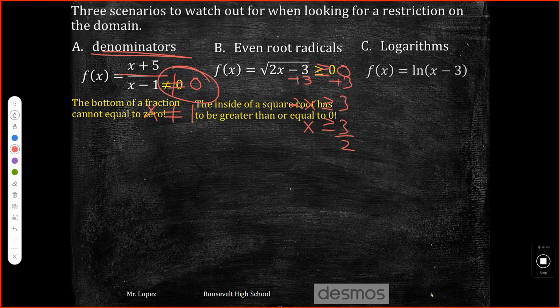And for logs, the inside here has to be greater than 0. So we're going to say that x minus 3 has to be greater than 0, because the natural log function goes like this. It's a very classic asymptote, and it will never cross this, so it can't equal 0, it has to be strictly greater than 0. So x minus 3 has to be greater than 0. So you add 3, and x greater than 3 is the restriction on the domain.